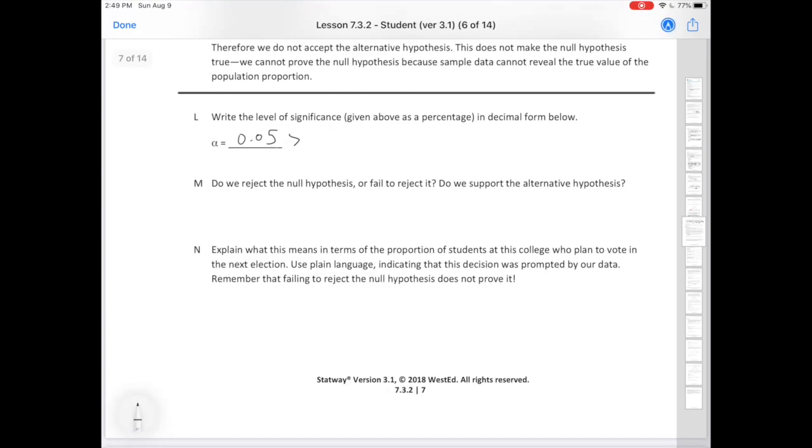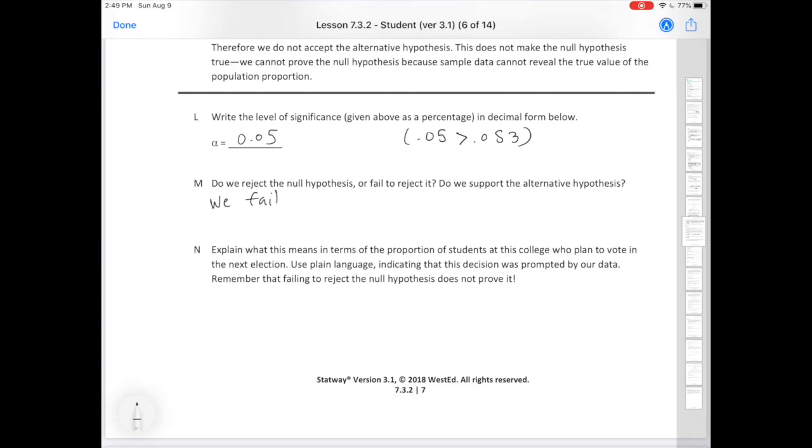So let me actually erase that for a second here. 0.05 is bigger than 0.053, right? We wrote that above, but I wanted to write it here as well. So do we reject the null hypothesis or fail to reject it? So again, something needs to be less than or equal to 0.05 in this case in order for us to reject the null hypothesis. So since this is bigger than that, we do not reject the null hypothesis.